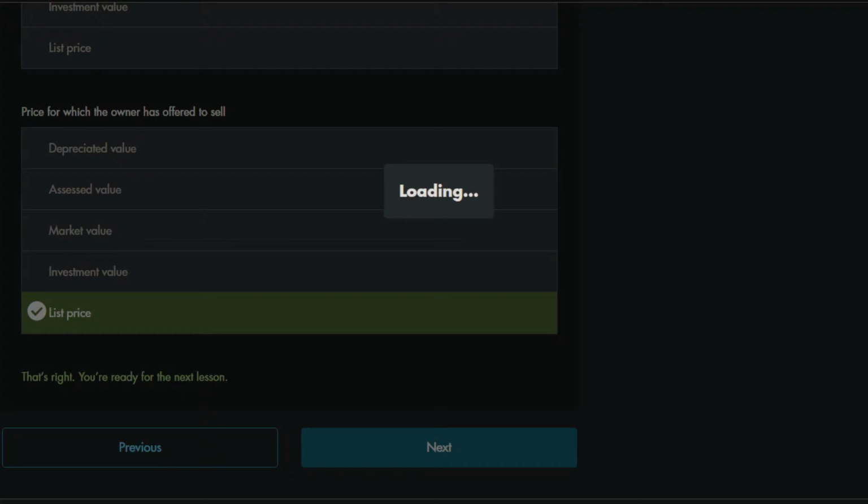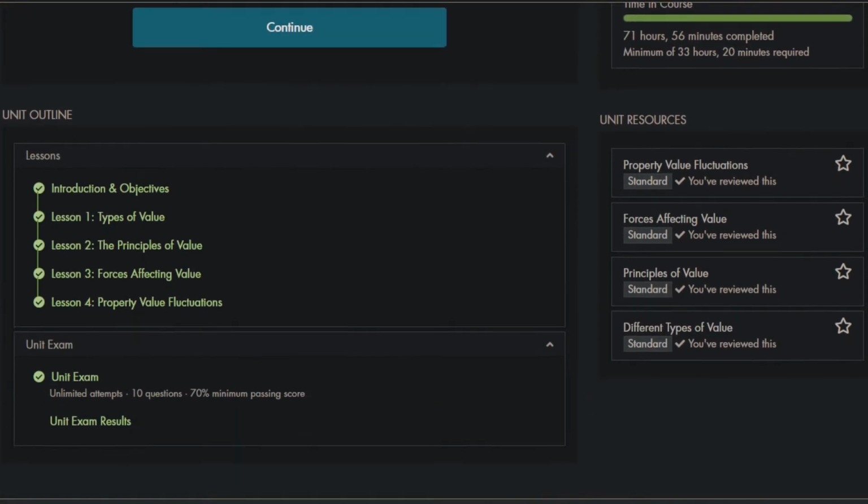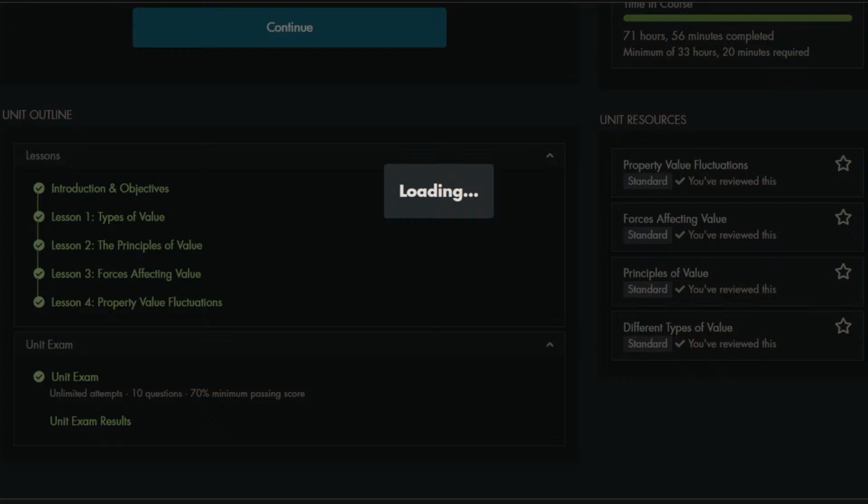And for some people, this may seem very obvious, and for some people, maybe not. All right, so we've gone through lesson 1, types of value. Now we're going to go on to lesson 2, the principles of value.